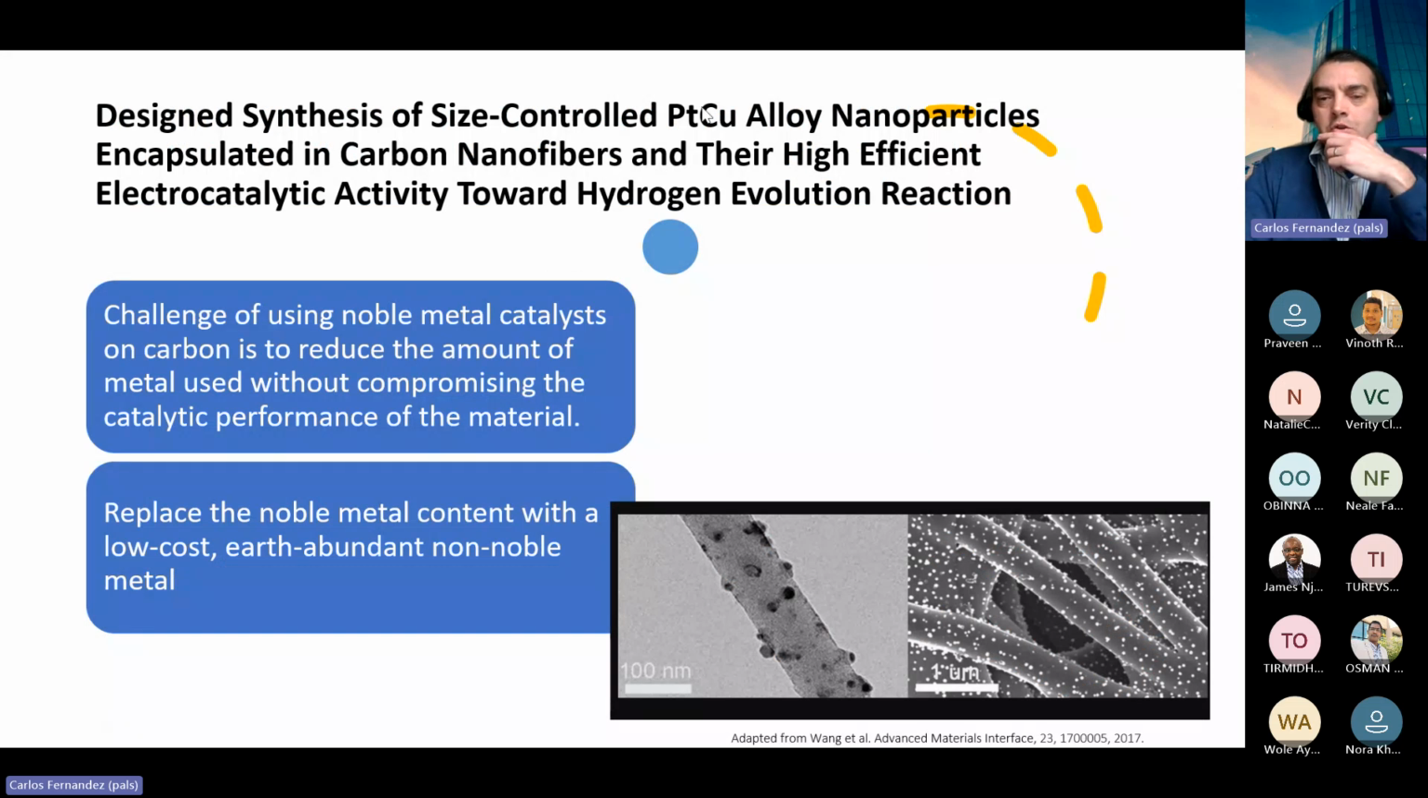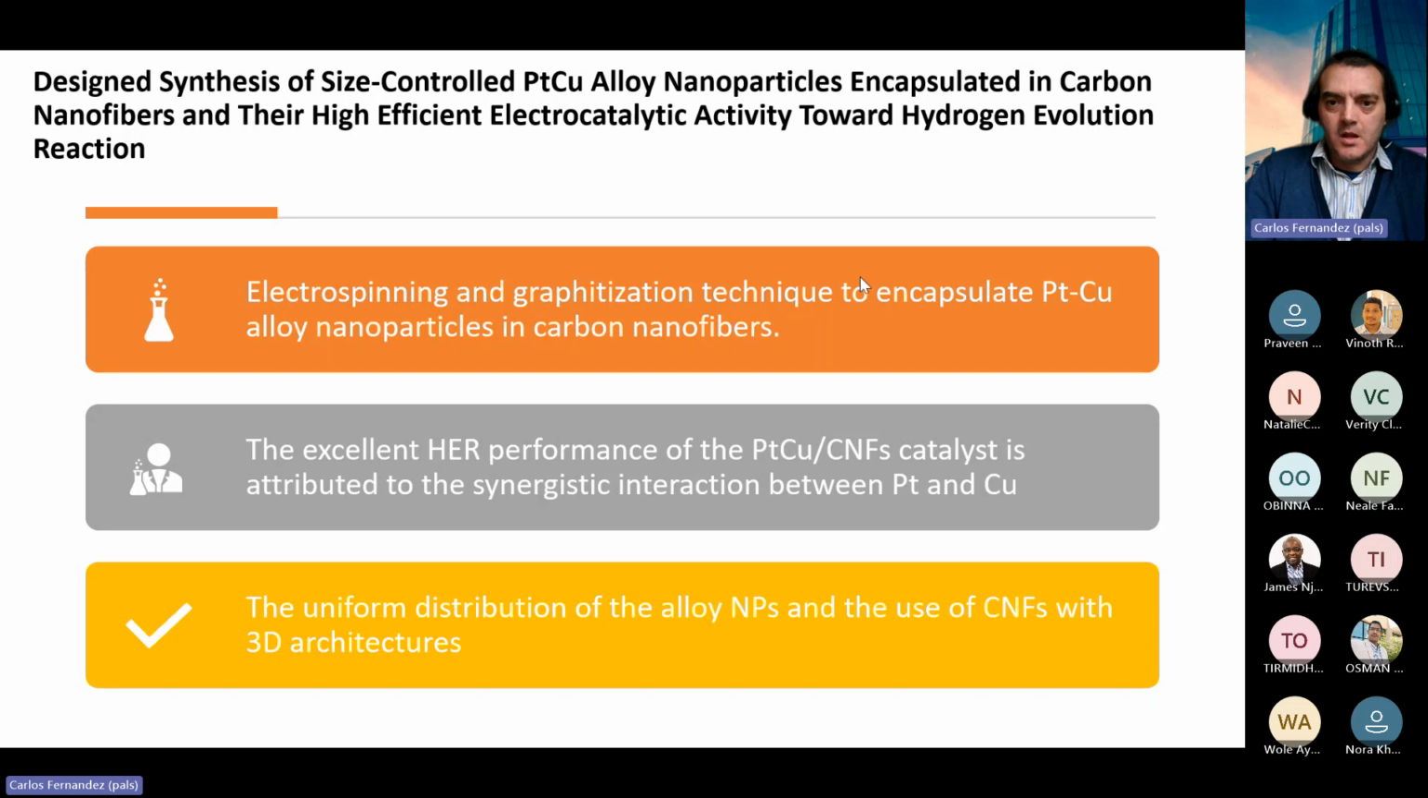Another system they use here is a bimetallic platinum and copper with a carbon nanofiber. Again, another quite interesting type of system giving very interesting properties. They used electrospinning and a graphitization technique to encapsulate platinum and copper. At the moment that is difficult to commercialize, but at least there are some ideas to reduce, as I mentioned earlier on, the platinum and other materials. They found excellent hydrogen evolution reaction performance, attributed to the synergetic interaction between the platinum and copper in the bimetallic system, the uniform distribution of the alloy nanoparticles, and the use of carbon nitrogen with 3D architectures.